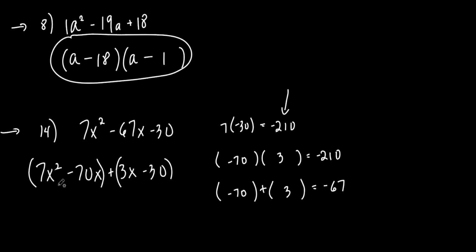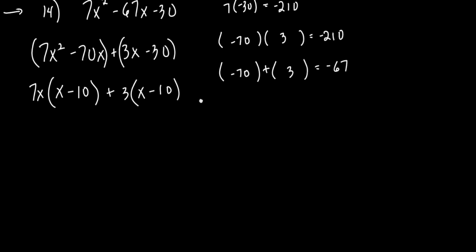Now we use greatest common factor. 7x is in common with both of these, correct? Factor that out, you get an x minus what? 10, right? Plus, what's in common with both of these? A 3. Factor out a 3, you get x minus 10. All right, so that works out really nice. It's called factoring by grouping. That's what that way of factoring is called.